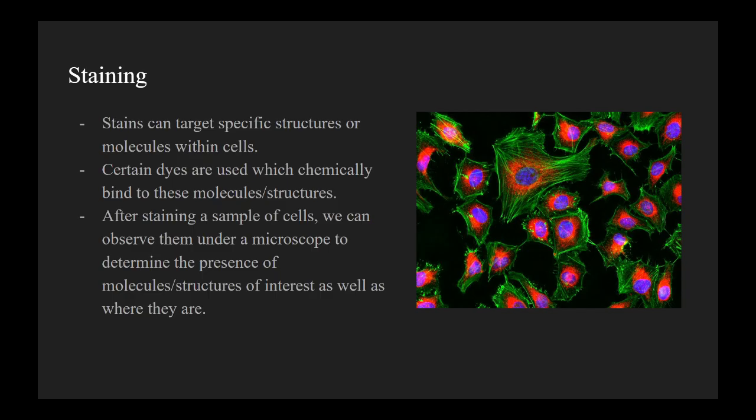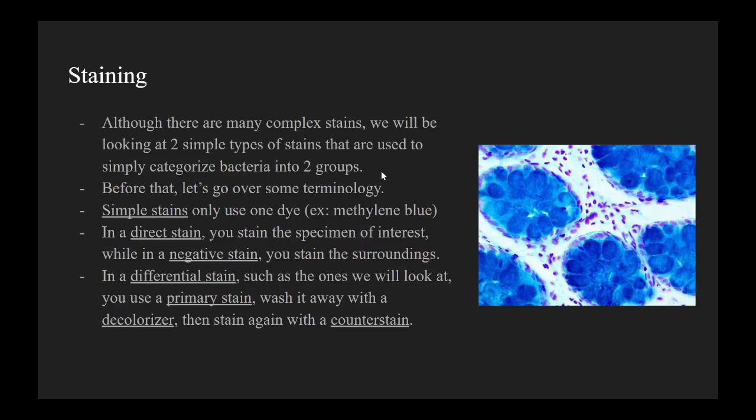So you can see on the right side, we stained green. We used a green dye that specifically binds to the cytoskeleton, so you can see all those filaments in the cell. And then we have a blue dye that binds to the DNA, so you can see those nuclei within each cell there. So you can just visually look at all these structures that we want to see using staining. There are a lot of different complicated stains, but we're going to look at the two most essential ones that are used in microbiology, and they're going to be used to categorize bacteria into two groups.